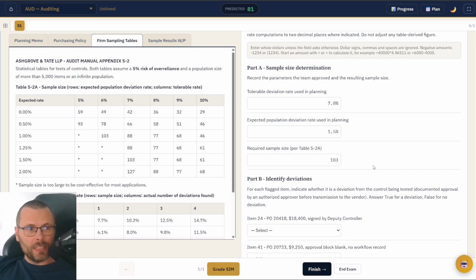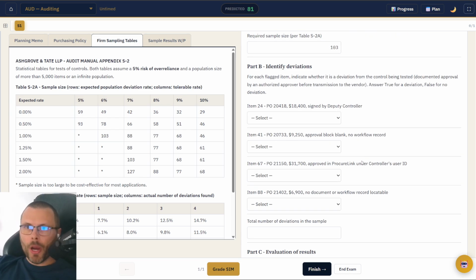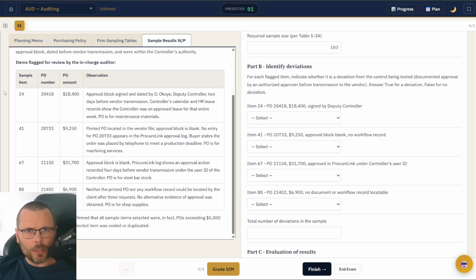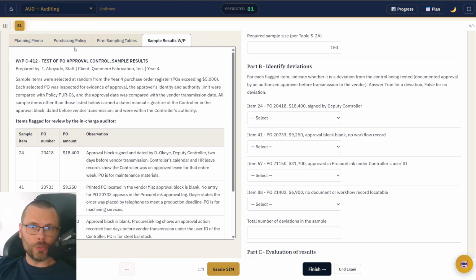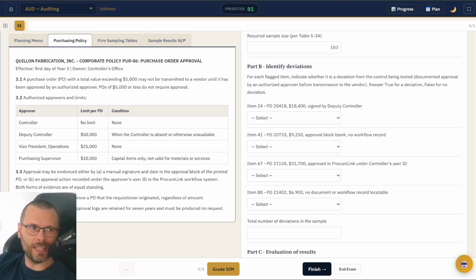Part A is done. Part A is meant to be easy. The answers, other than that last one, are just given to you by the wording. Part B, identify deviations. Okay, so we've been given in one of these exhibits the results. It looks like 4 deviations, or 4 notes, not deviations. 4 flagged items that we need to determine: was this a deviation from the control that is in the purchase policy, which we might as well read now since that goes hand in hand with the results.